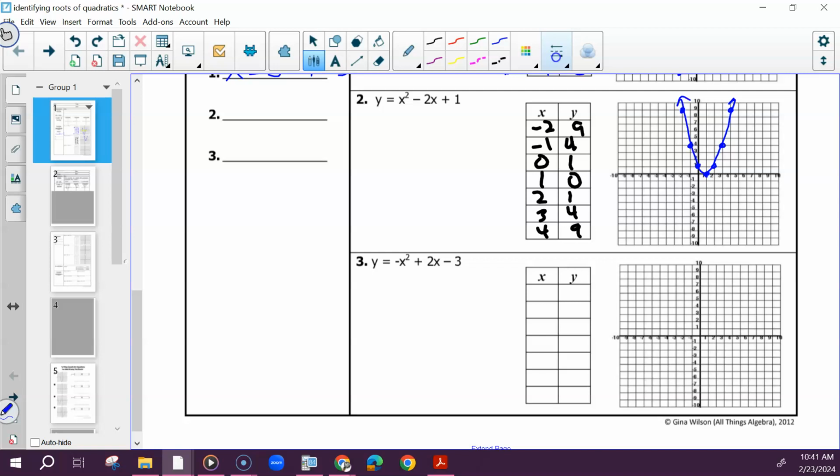That one has how many solutions? 1. And where is that? So it's at 1. So that would just be x equals curly brackets 1. That's it. You wouldn't put more than what you have.